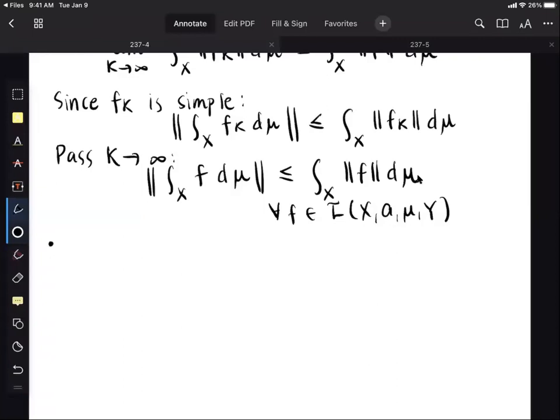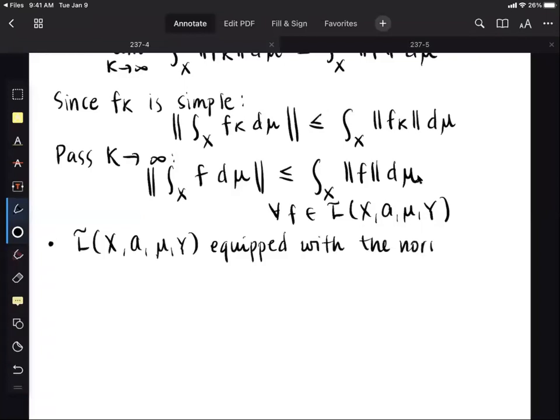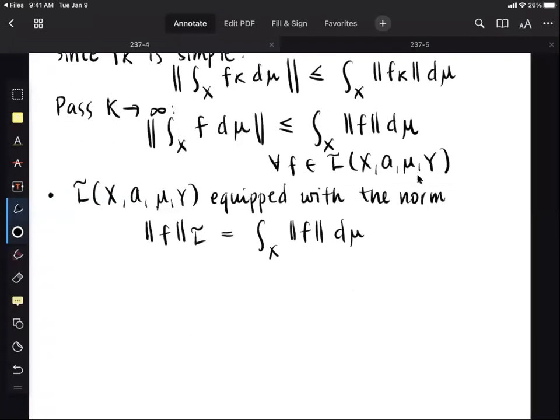Likewise, we can now equip a norm on the equivalence classes of Lebesgue-Bochner integrable functions. The norm here, which is similar to the case of simple functions, is the integral of the norm of f. Then one can show that this is now a Banach space. So you have completeness.